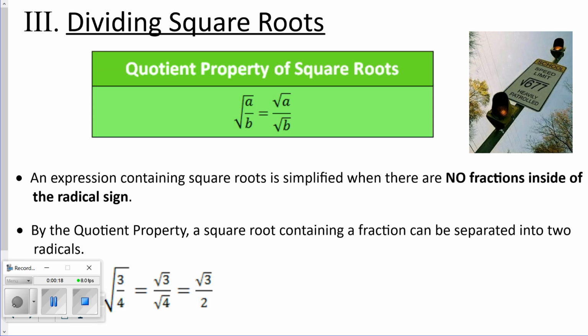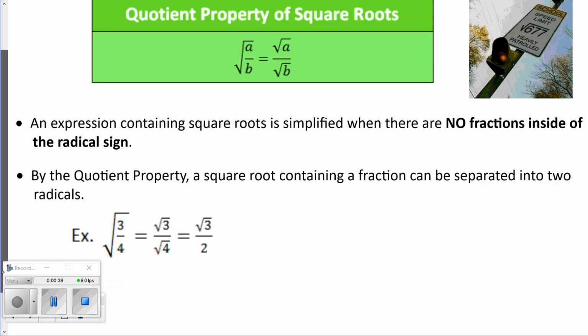All right, so first thing for today we're talking about is dividing. So it's the quotient property of square roots. If you notice in the example in the green box, they have the radical or square root of a over b. To simplify that, we are allowed to split that apart so that we have the square root of a over the square root of b. And then we can treat them as two separate problems.